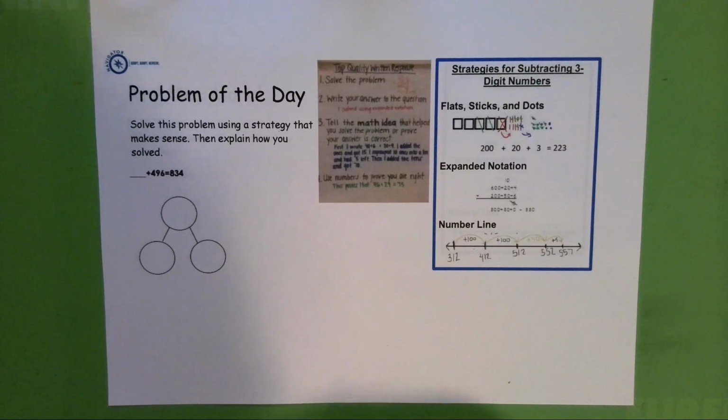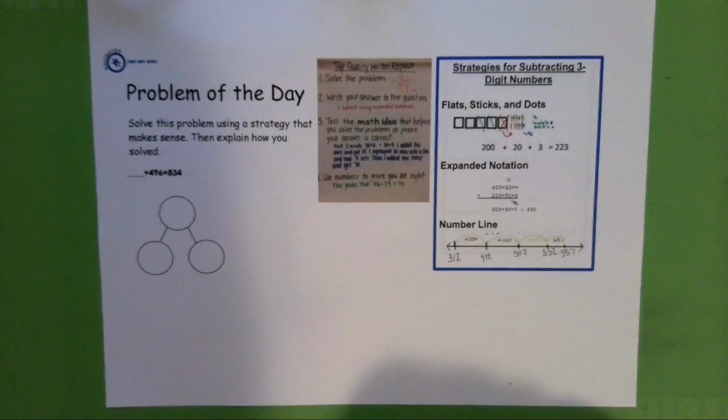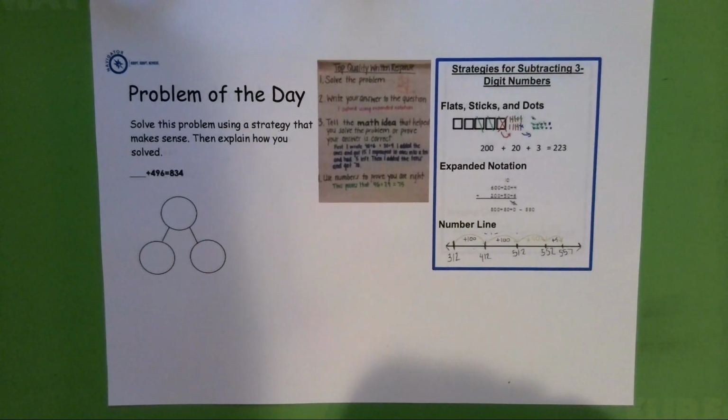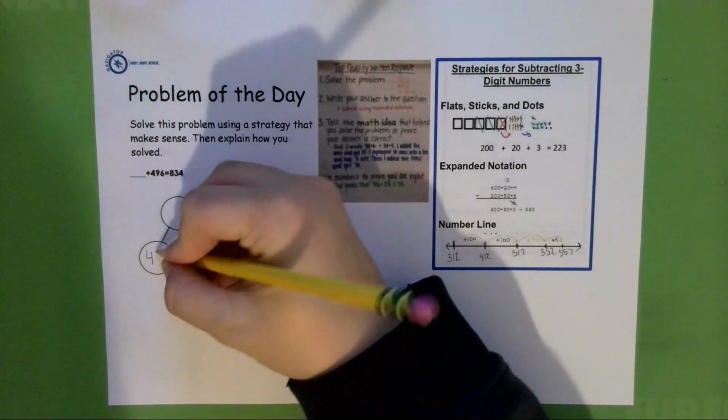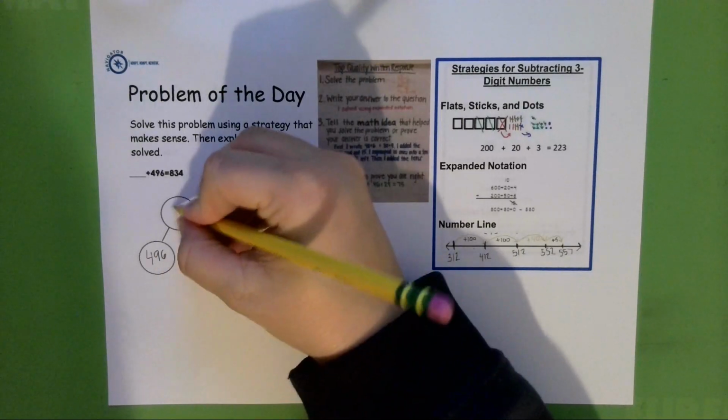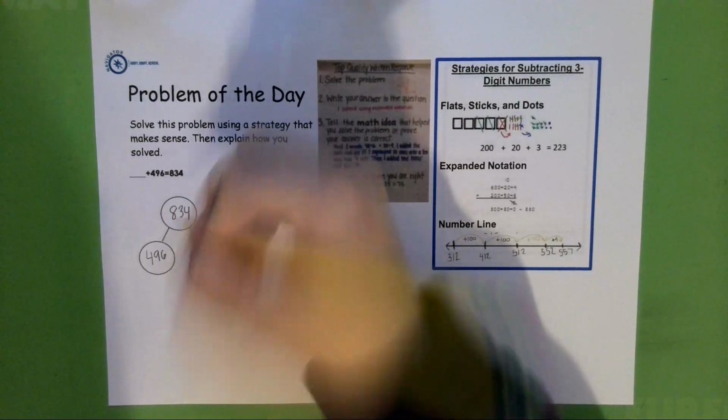Let's solve this problem together. How can we put this problem into a number bond? Say it out loud. I bet you said that we should put 496 in one of the parts and 834 in the whole.